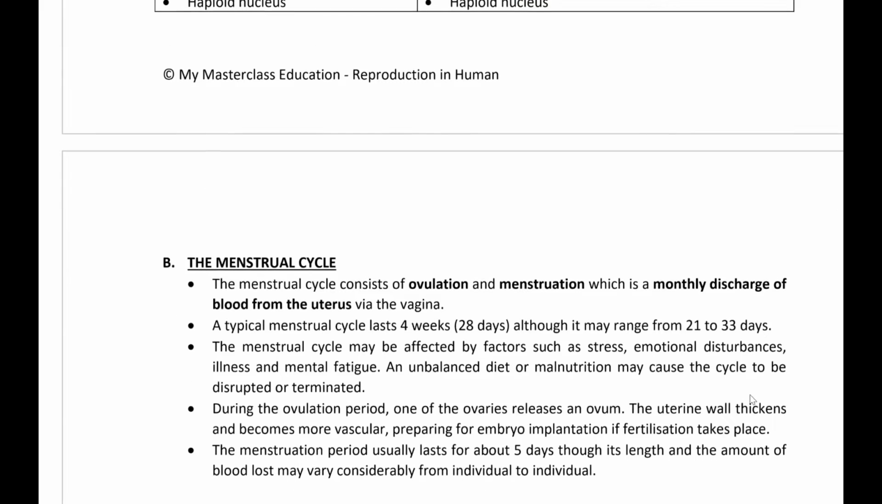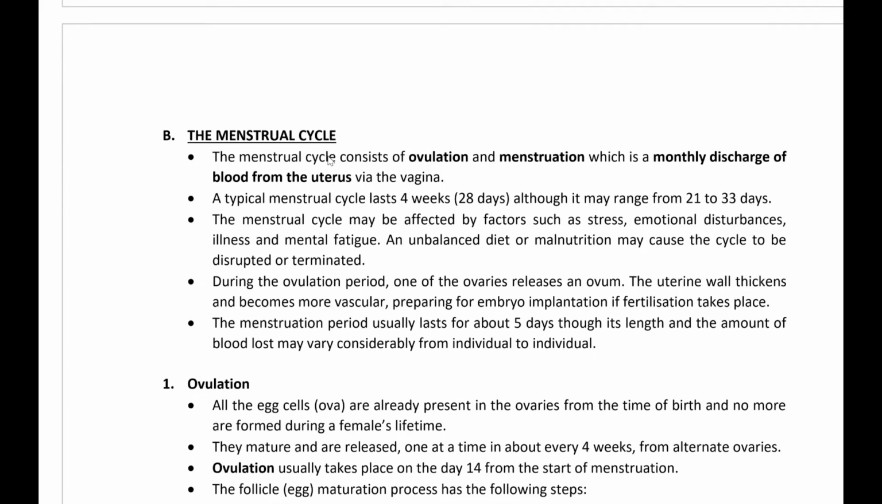Okay, so next part we will be looking at the menstrual cycle. The menstrual cycle on average lasts about 28 days, but of course it varies from woman to woman, female to female, because it is easily influenced by things like stress, emotional problems, mental fatigue, diet. The menstruation period goes anywhere between 5 to 7 days. Of course, same thing, varies from person to person.